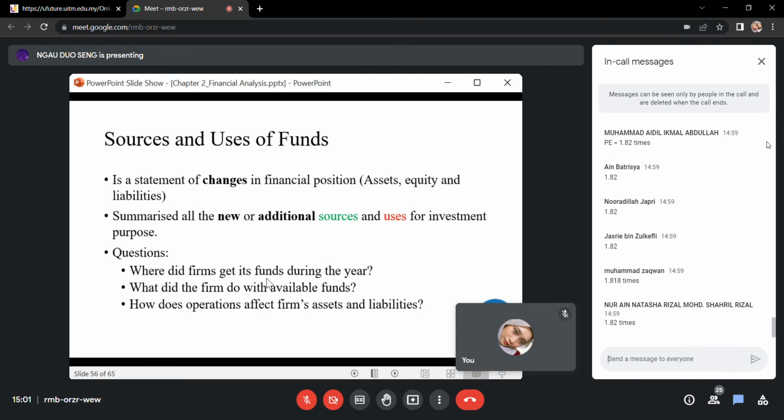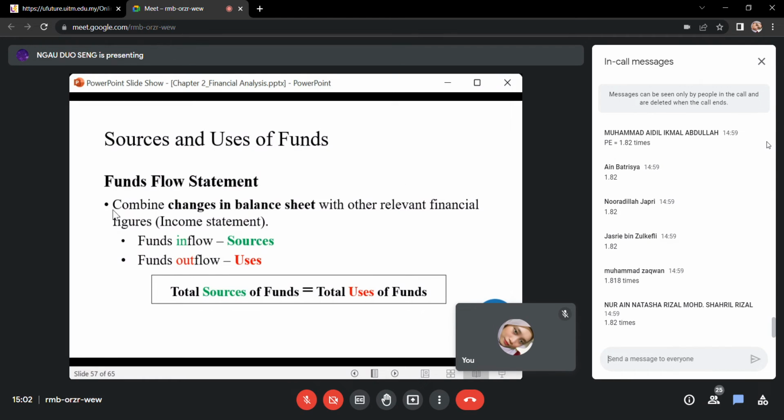Second, what did the firm do with available funds? So if you have money, what do you do with the money? You do investment, or you pay your bills. So how does operation affect firm asset and liabilities? Next we have the fund flow statement, which combines changes in the balance sheets with other relevant financial figures, the income statement.